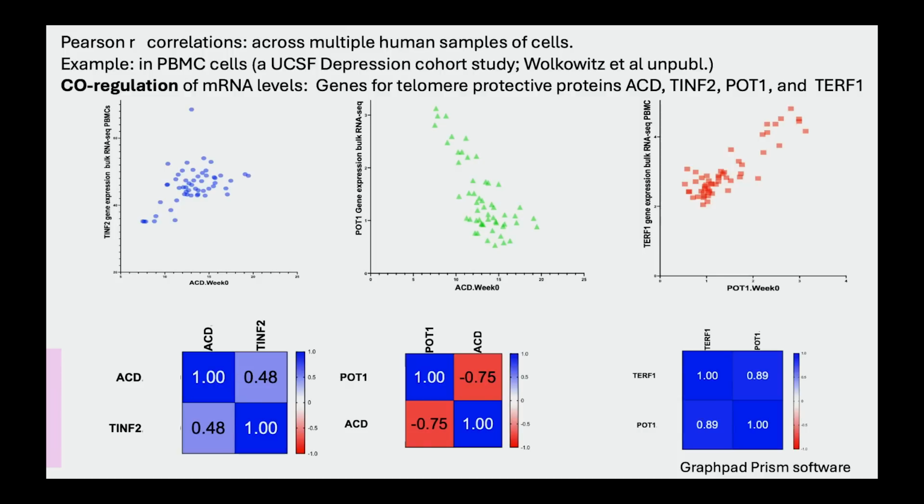The converse is true for another pair, ACD and POT1. POT1 was discovered initially in Tom's lab as a fission yeast protein, protector of telomeres. And that's inversely expressed, right? And there's another pair of proteins shown on the right. This is POT1 and another one called TIN2. So basically, pairwise, you can see different relationships in this cohort.